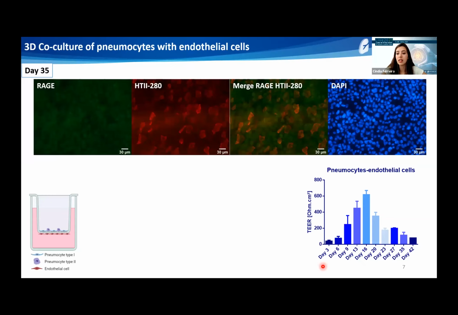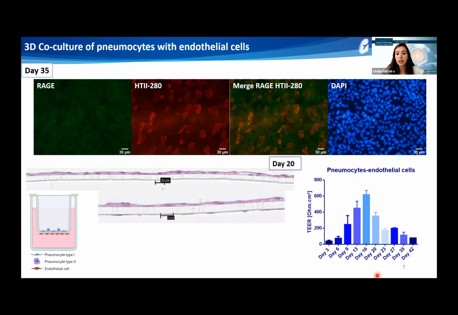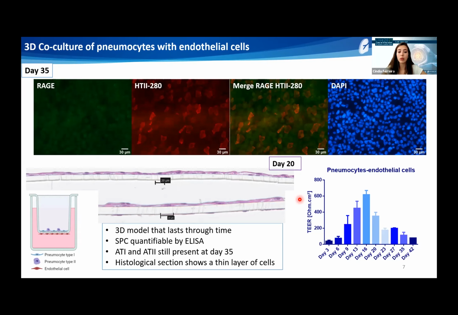When we look at the TEER, it peaks on day 16 and then decreases and stabilizes over time, with the last insert dying on day 45. So on day 20, we did a histological cut section to see the morphology better, and we can see that we have a very thin layer made of 1 to 2 cells thick, which is promising. So for this model, we can say that it lasts through time.